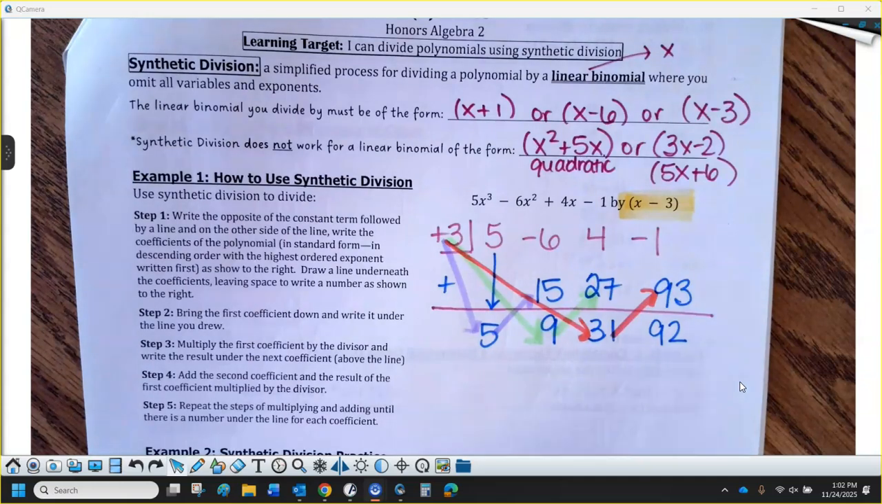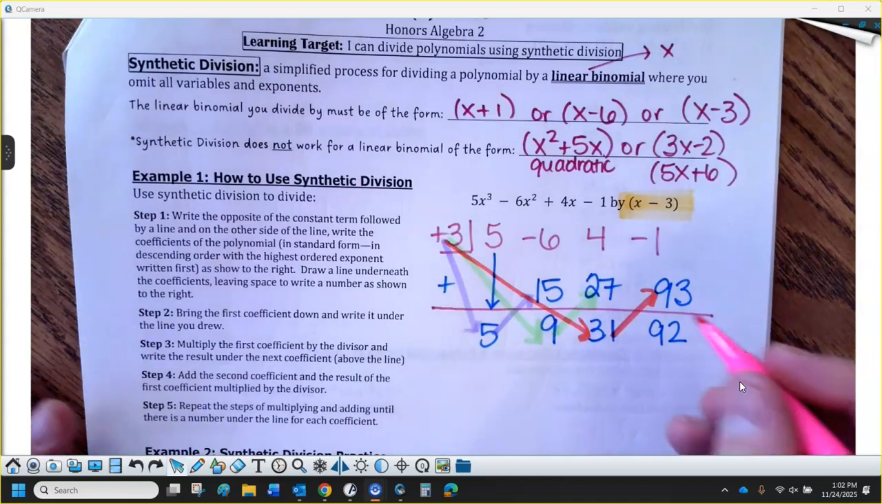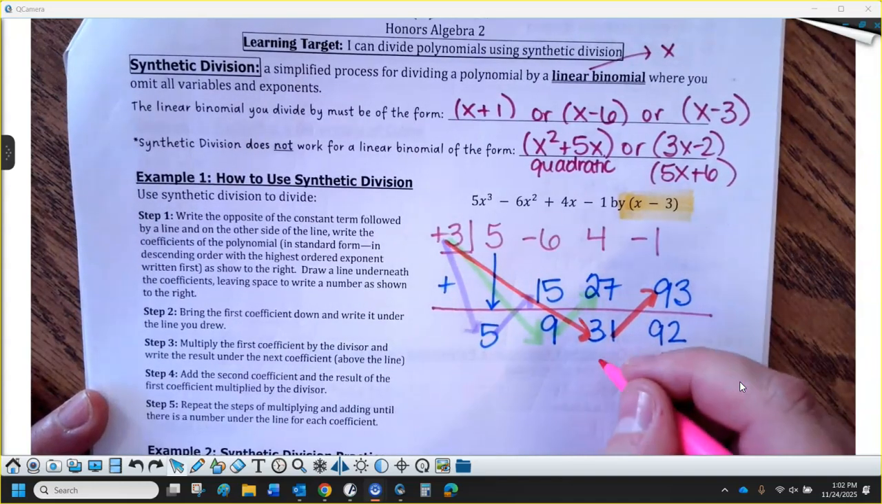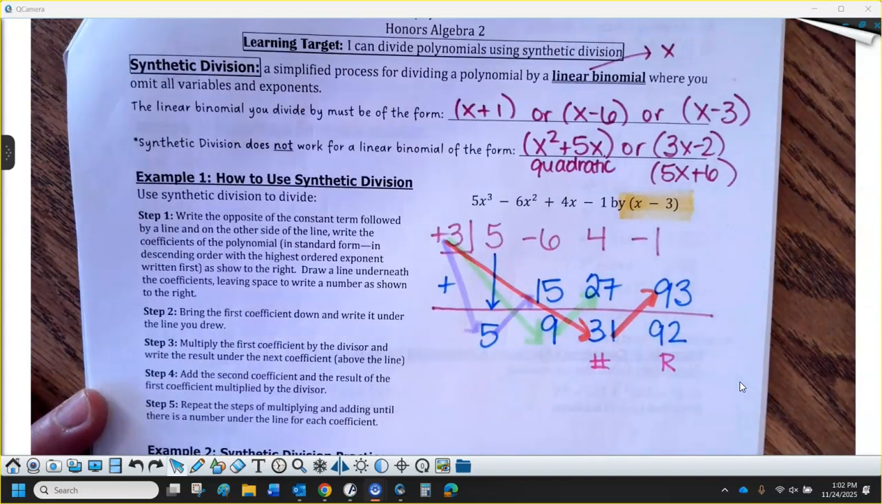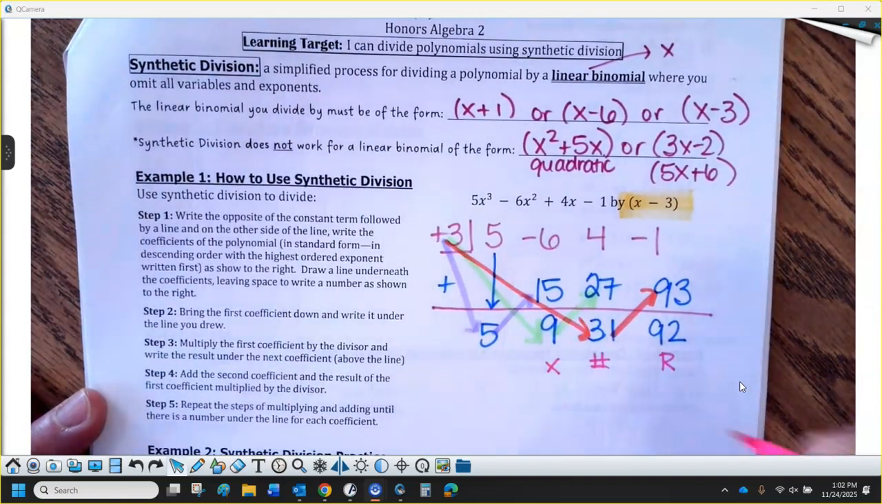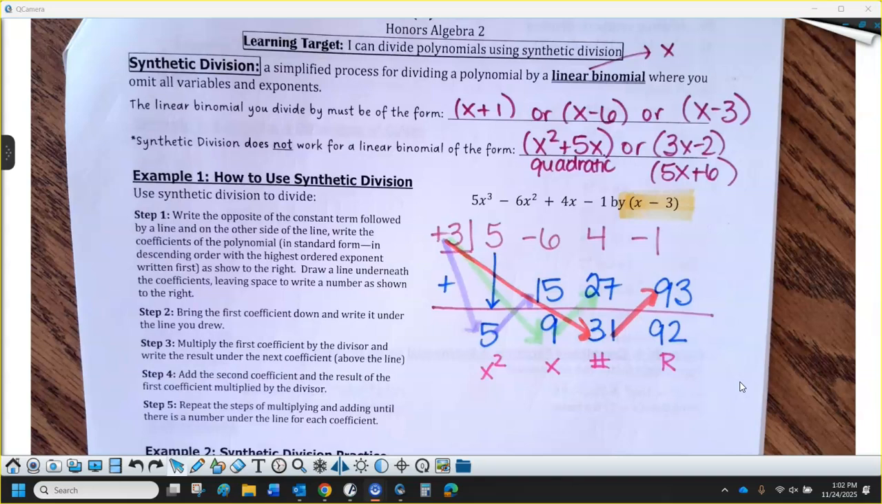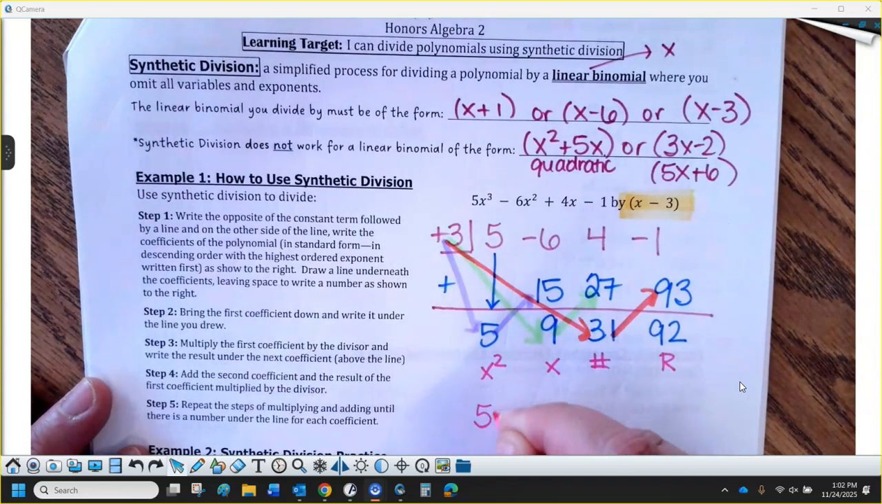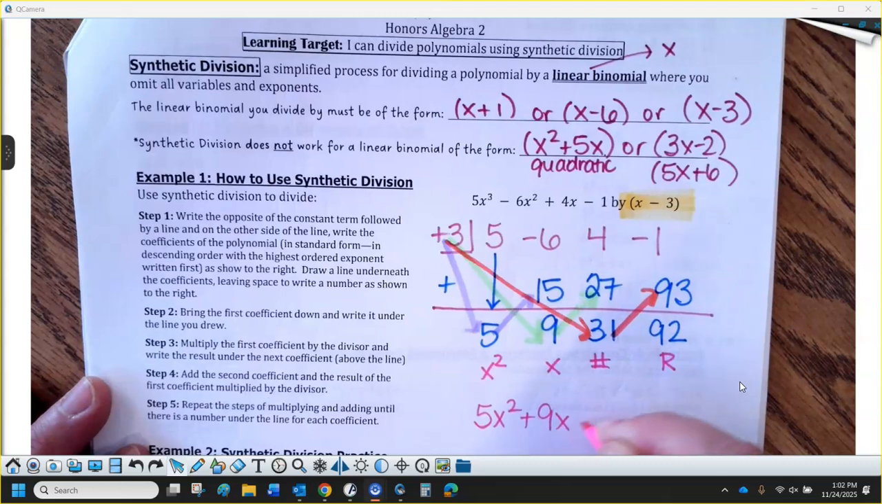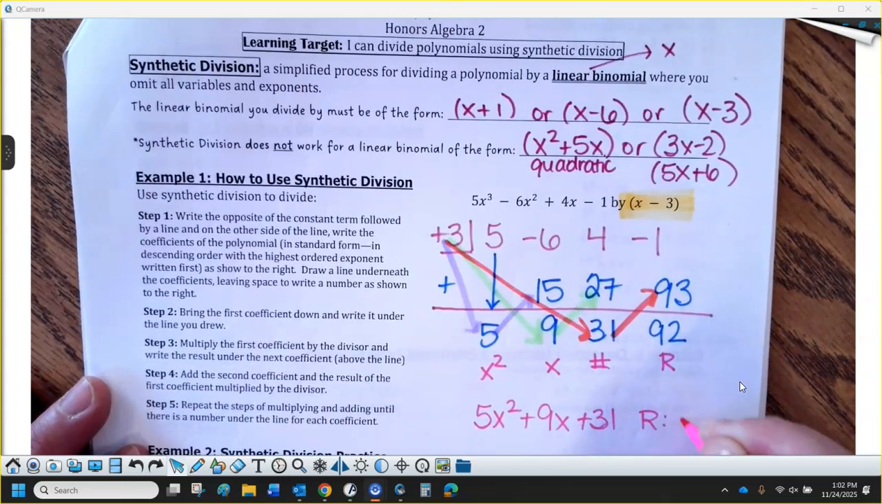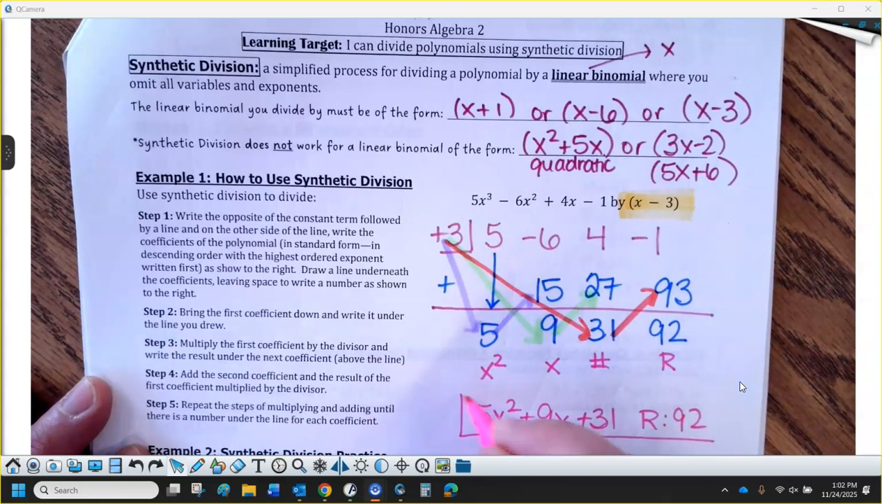So, this number on the far right is your remainder. Then the 31 would be your plain number, like your constant. And then I'm going to have an x, and I'm going to start adding powers of x. So it's like reading in reverse, but standard form. So the first thing you see all the way to the far right is your remainder, then your constant or your plain number, then x, and then powers of x. So in this case, I have 5x squared. So here's how I would write my answer. It'd be 5x squared plus 9x plus 31, and the remainder would be 92.